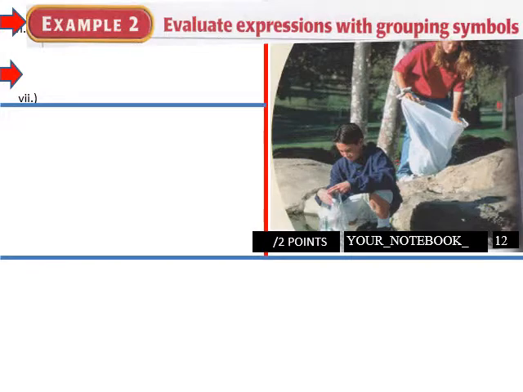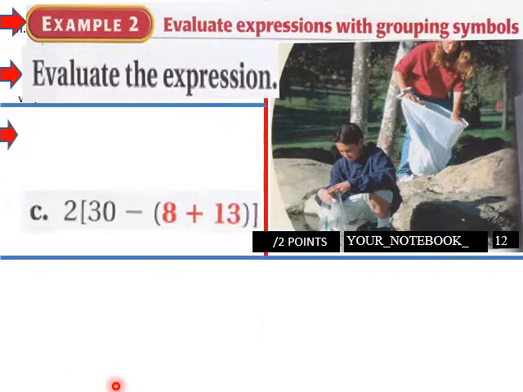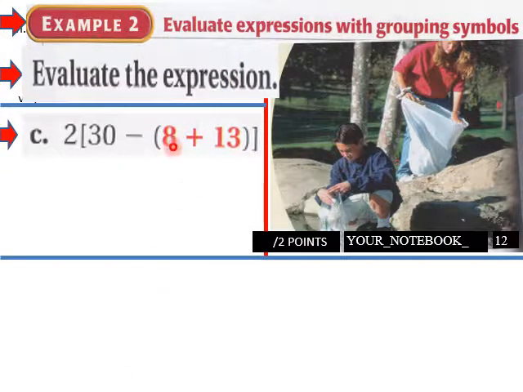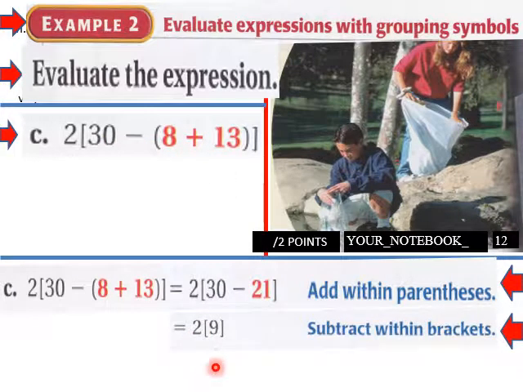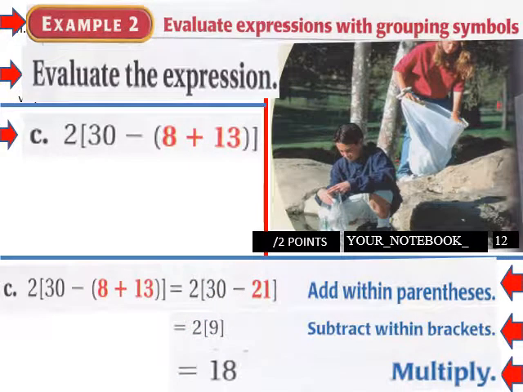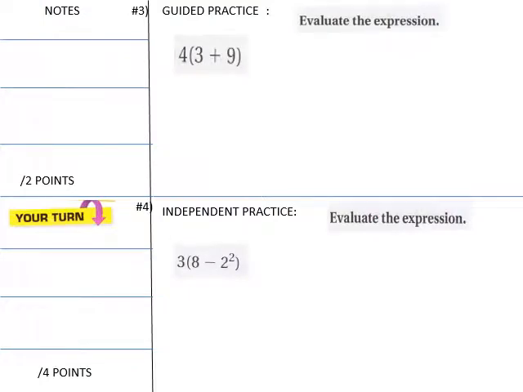Okay, so example 2, evaluate the expression with grouping symbols. Here are our grouping symbols, and then we have a bracket first. So what's our innermost grouping symbol within these brackets here? It would be the parentheses, yes? So add within our parentheses, 8 plus 13 is what? 21. Then we have 30 minus 21. That is 9. Then we have 2 times 9, which is 18. So that would be priority there.